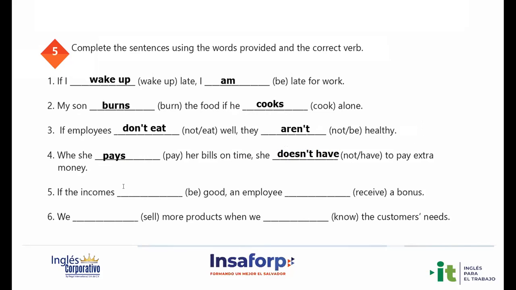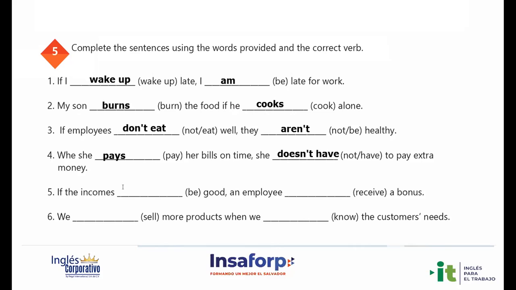Teacher, allí no bajas, teacher. No, porque tenemos el auxiliar. Cada vez que usamos un auxiliar, el verbo va a ser en la forma base del verbo, ya sea en el presente, pasado, futuro, como sea. Si hay un auxiliar, el verbo va en forma base. Teacher. Diga. My son burns. Ah, sí, ya lo cambió, que estaba sin la S.